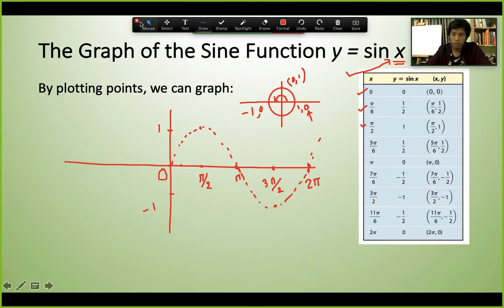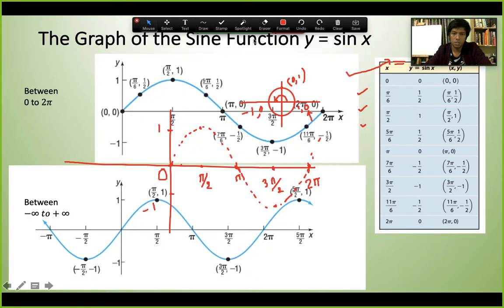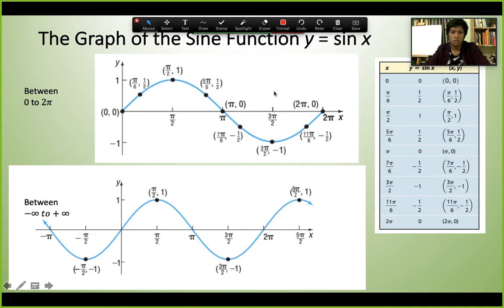Actually, we have the graph on the next page. This is the final graph. If you draw it using all the values, and since the period is 2 pi, we can continue our graph in both directions, in the positive direction and in the negative direction, from minus infinity to plus infinity. The graph will keep doing this and it will continue.